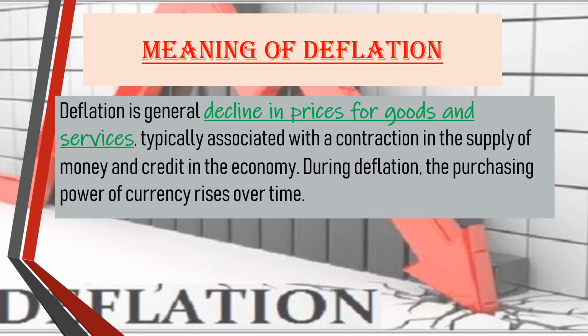There is a lot of stock of goods and services because people are now not demanding much of goods and services. What's the main reason? There is a contraction of money supply in the economy. There is less supply of money in the economy.